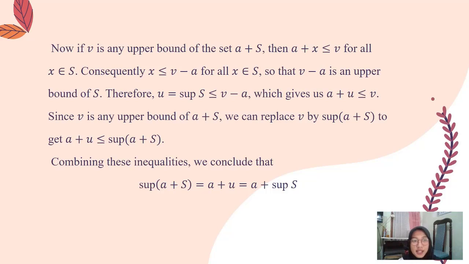Since v is any upper bound of a plus S, we can replace v by sup(a plus S) to get a plus u is less than or equal to sup(a plus S). Combining these inequalities, we can conclude that sup(a plus S) is equal to a plus u, which equals a plus sup S.